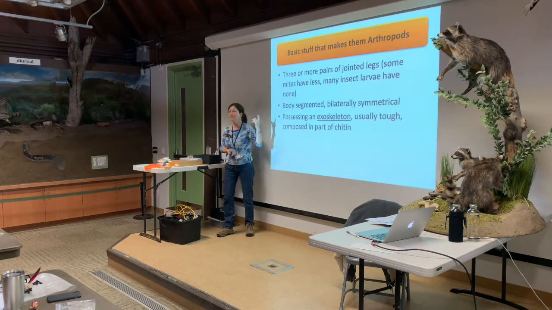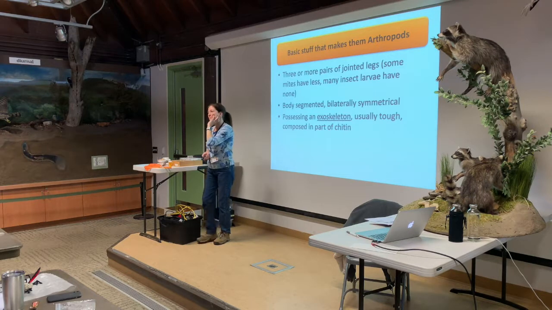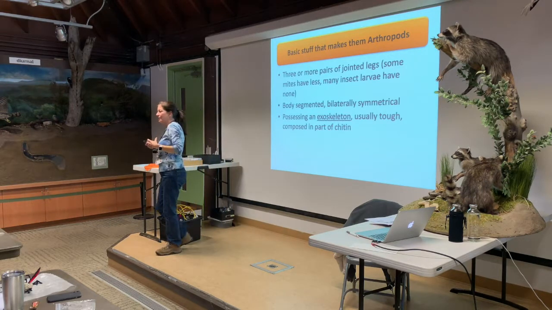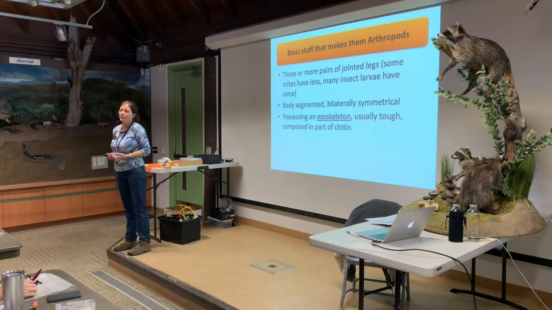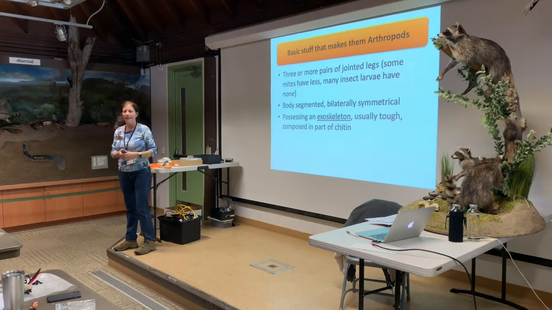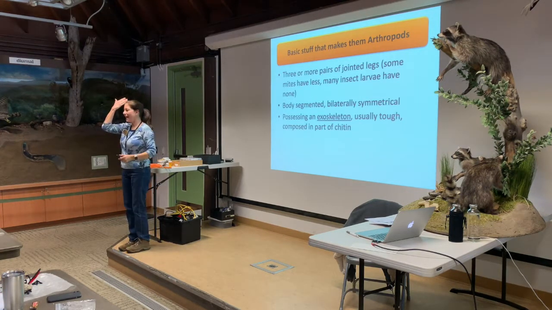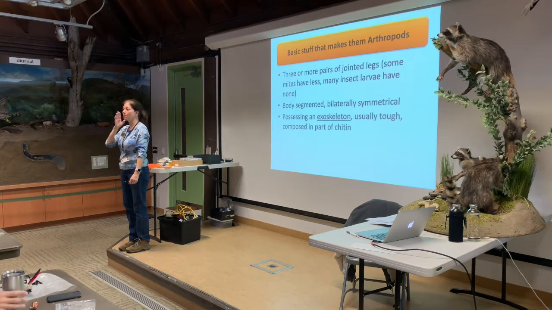The body is segmented, meaning you can tell where the head's attached or the abdomen's attached. And it's bilaterally symmetrical. So you could cut them in half and their halves would be the same, just like us. Even though you're not perfect, you should be a mirror image of yourself on both sides.